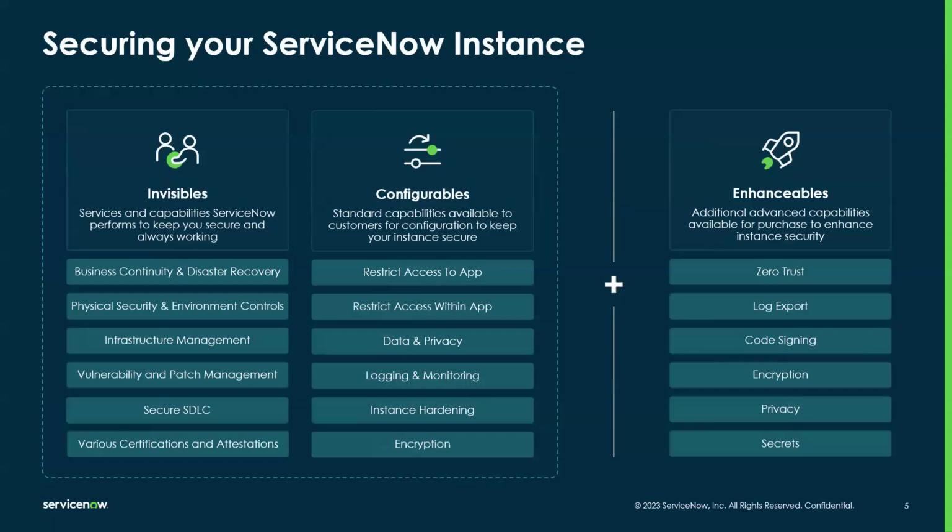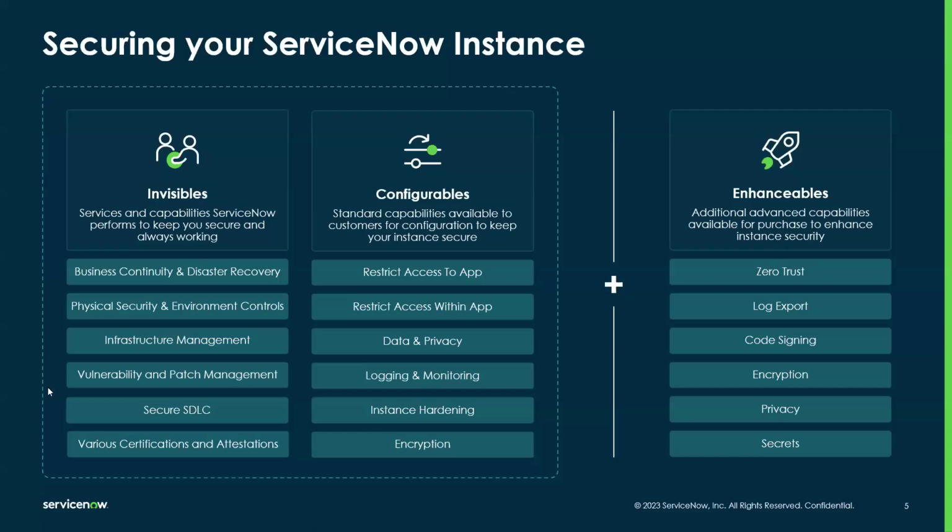So today, again, we're going to be talking about configurables within your ServiceNow instance, but there are three categories we in the Office of the CISO talk about when it comes to securing the platform. The first one is invisibles, and that's something that customers don't have to deal with at all, right? Business continuity and disaster recovery. We talked about physical security and infrastructure, vulnerability and patch management, the secure software development lifecycle, and maintaining our certifications and attestations globally for those regulatory frameworks that we adhere to.